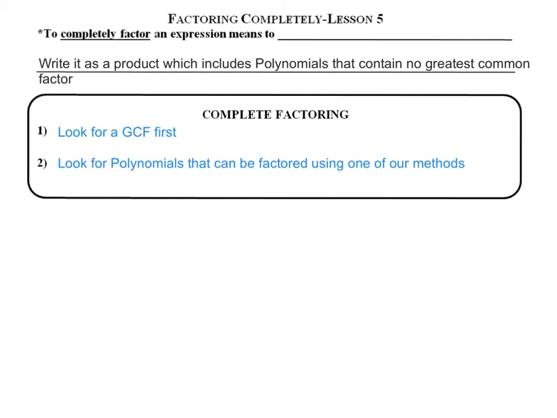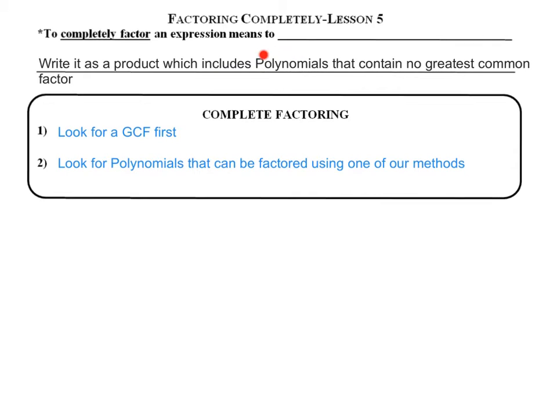Today we're going to be covering the topic of factoring completely. To factor completely means that we're going to take our expression and write it as a product, which includes polynomials that contain no greatest common factor. Let's take a look first of all at that word product. Product means that all of the factors in our answer will be multiplied together.